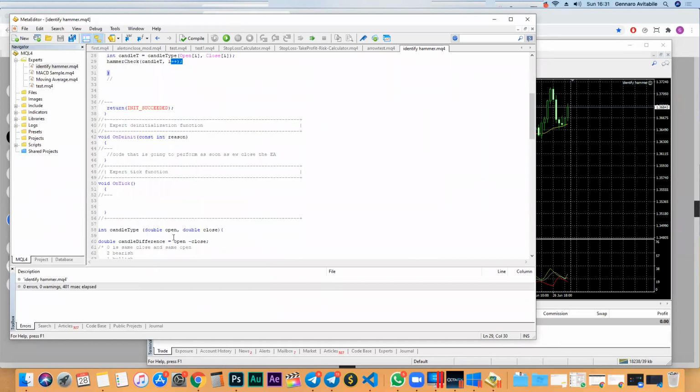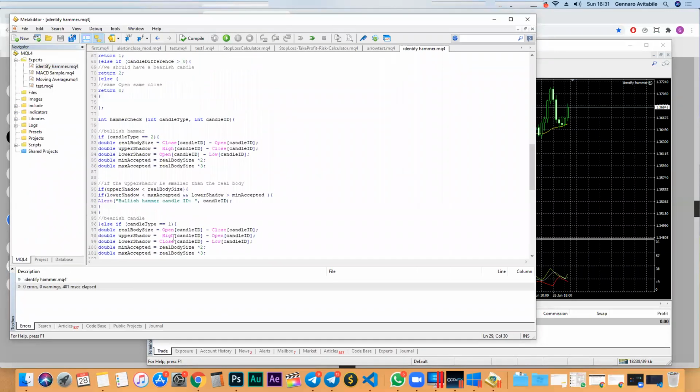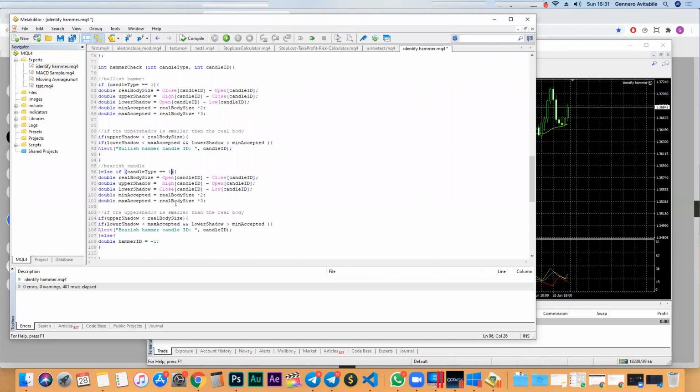The problem now is going to be what we're doing wrong. Right, let's first understand here what it returns. Bullish is, okay, I think that's a problem because bullish is 1 and bearish is 2. There we go.